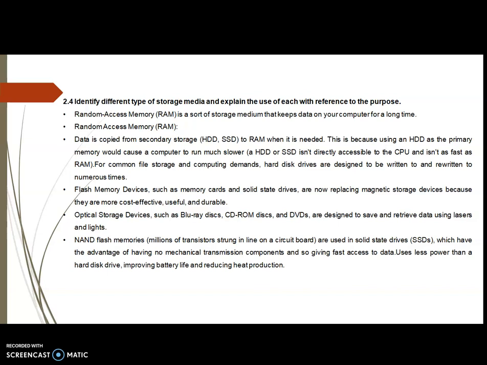2.4 Identify different types of storage media and explain the use of each with reference to the purpose. Random access memory. Random access memory data is copied from secondary storage: HDD, SSD, flash memory device, optical storage device, NAND flash memories.